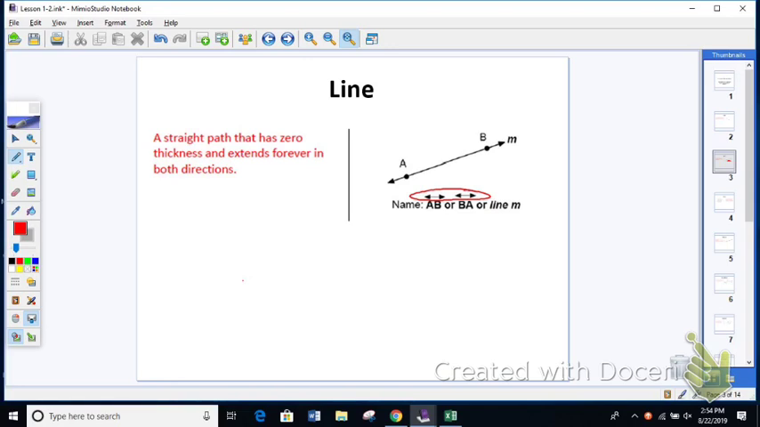Another way that I can name a line is sometimes you will see a lowercase letter. It's not with a point. Okay? That lowercase letter is all by itself. If we have a lowercase letter, we can use the word line and then that lowercase letter. Okay, so then we actually have to use the word line with the letter M. So different ways that we can name that line.